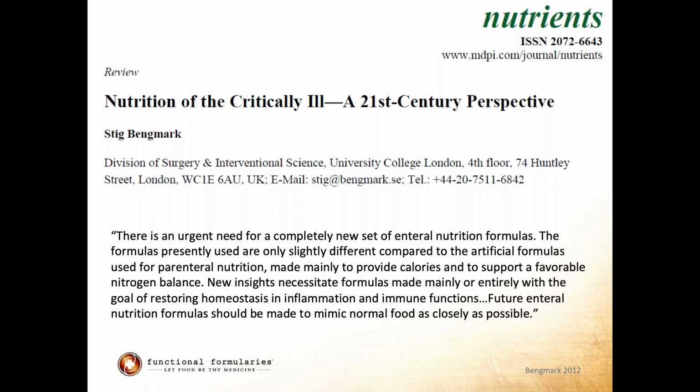And this is, I think, at the beginning of things really tipping off, where we saw more and more literature starting to come out. So this was back in 2012.